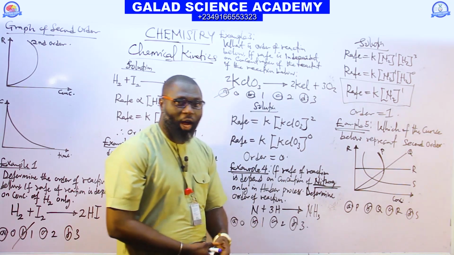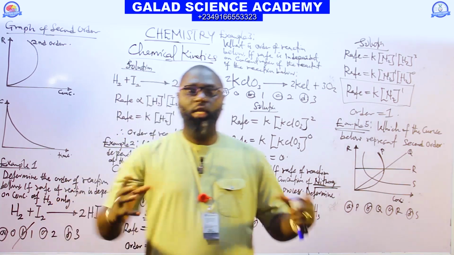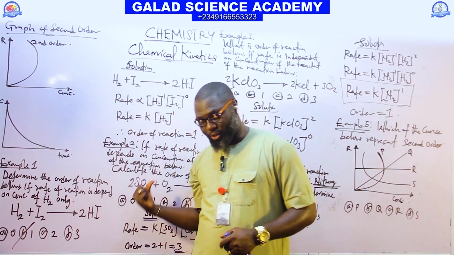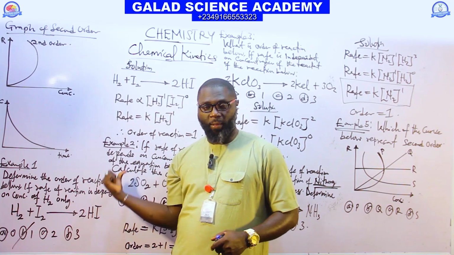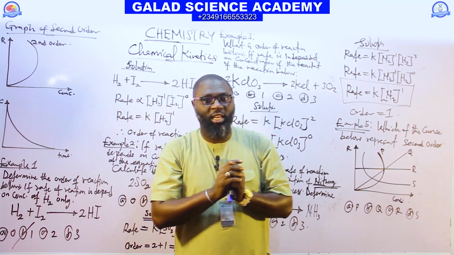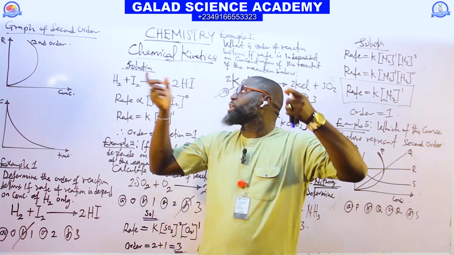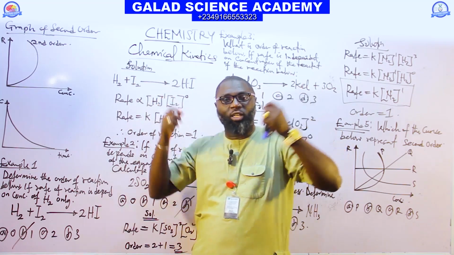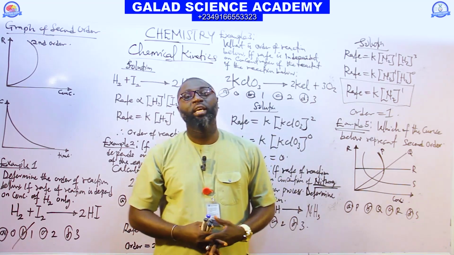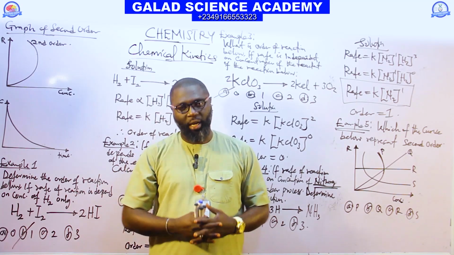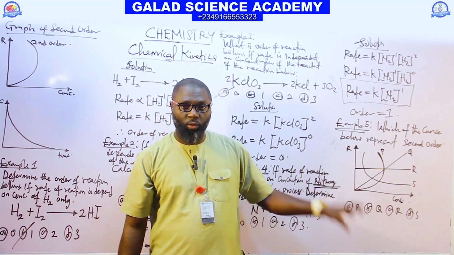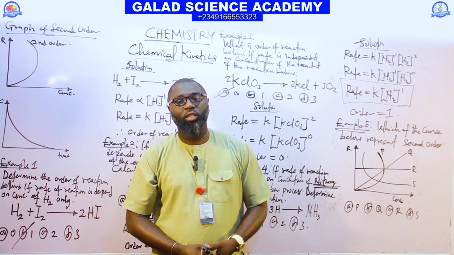So the next aspect we are going to check is collision theory. I will still come back to the orders of reaction. I want to treat collision theory, Arrhenius theory, then the factors that affect the chemical reaction. After all that, I will go back to the mathematical derivation of orders of reaction by using integral calculus. So in my next video, I'm going to treat collision theory.